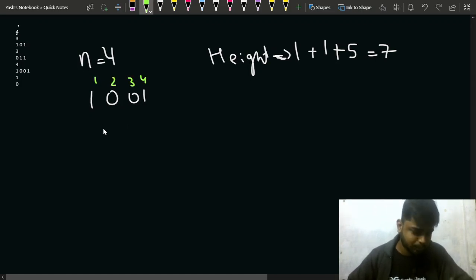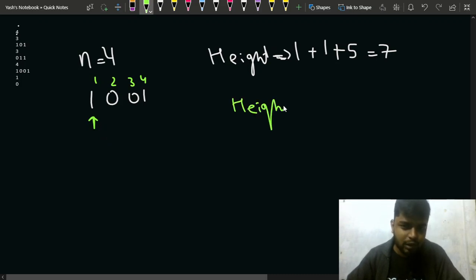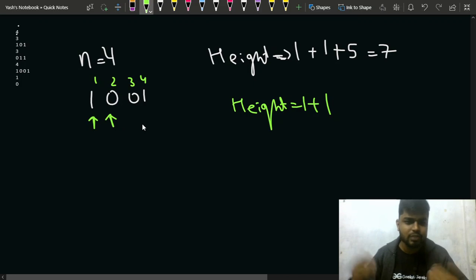In this case, you'll observe one thing: on the first day, what do I see? I see that I have watered it, right? So my height initially was 1, so I added 1. Now I go to the second day and I see that I have not watered it, so I will not worry about it. Since I have not watered it, it doesn't matter.